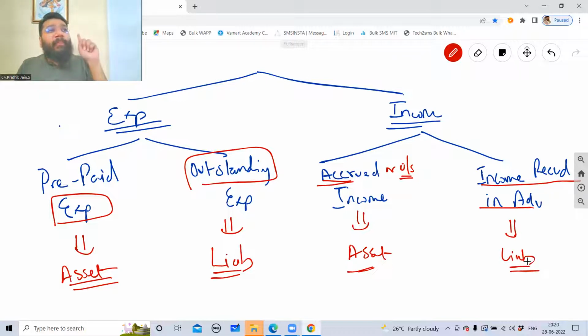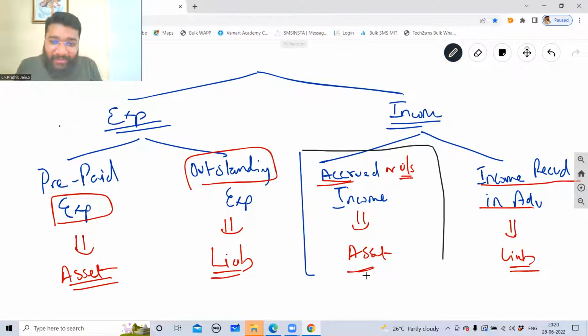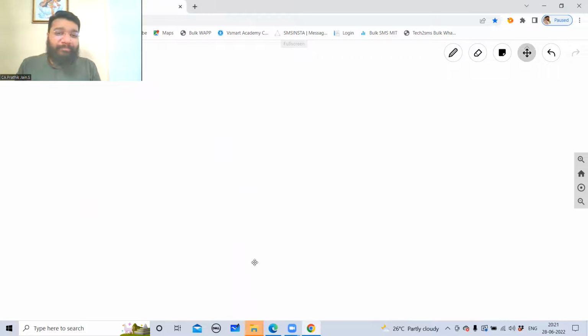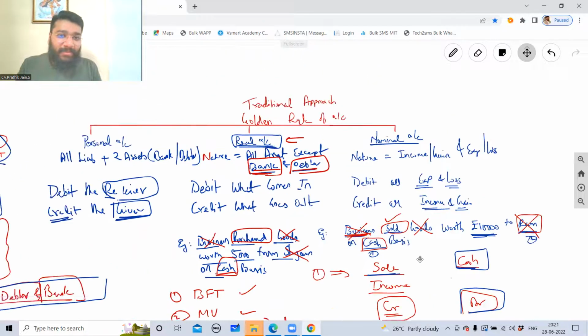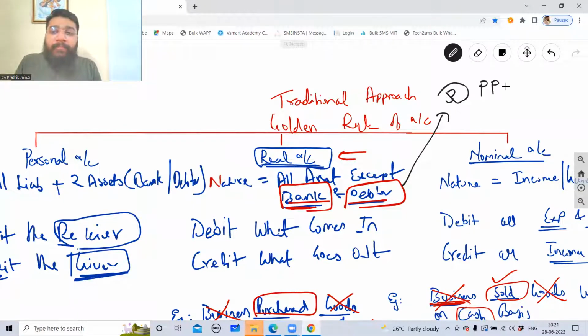So I told you that apart from bank and debtor, 2 more assets are going to be kicked out of the real account house. Those 2 are prepaid expenses and accrued income. These are kicked out of the house. So please make a note here: all the assets except bank, debtor. I have no space, I'm just putting it here. The third one is prepaid expenses, and the 4th one is accrued income.